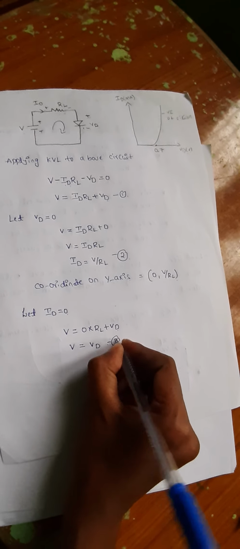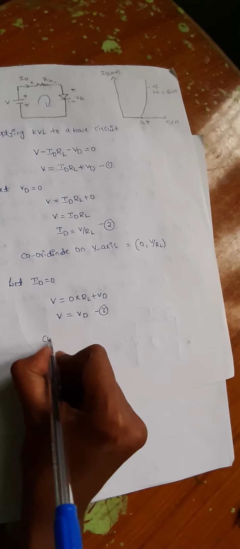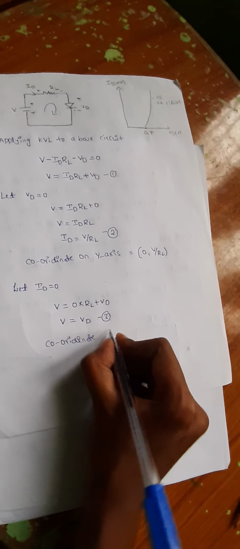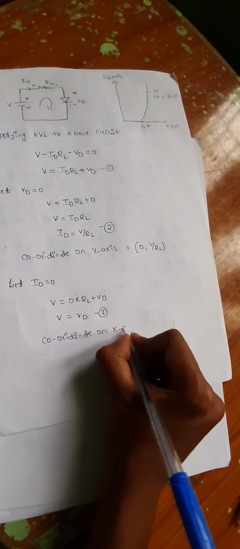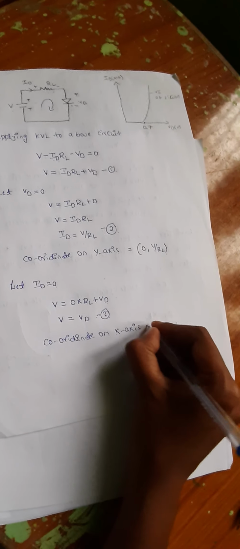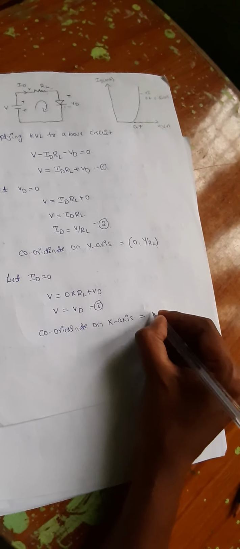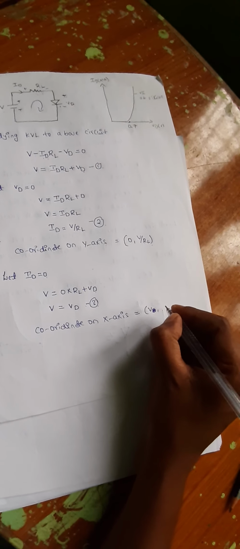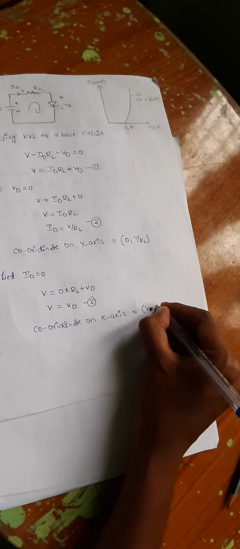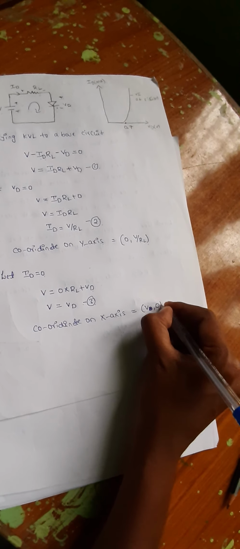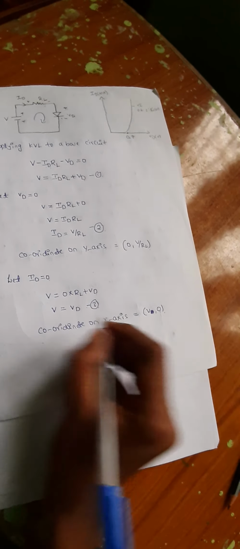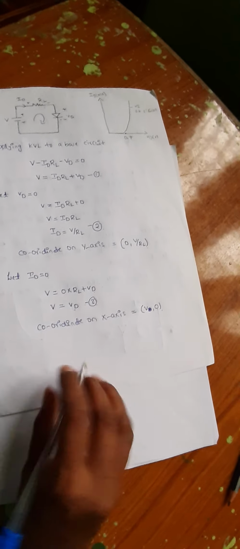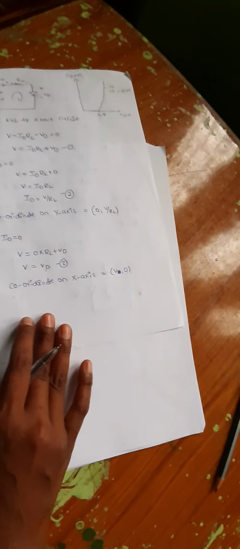Okay, so here it is the third equation. The coordinate on the x-axis gives ID equals 0, so it is V comma 0. V equals VD, so VD equals V, so the coordinate is V comma 0.